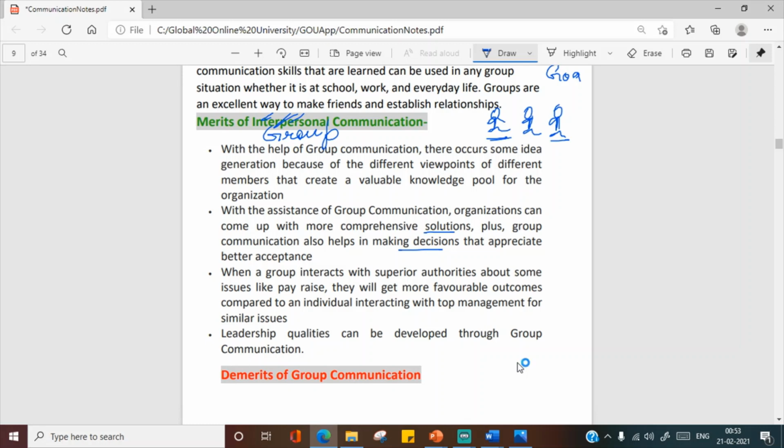Leadership qualities can be developed through group communication. So this is very important. Any leader you see, maybe the chief minister of some state, it doesn't happen that one fine day he becomes a very great leader. No, that is not true, because it happens through group communication. Group communication helps you to slowly build that confidence that you can lead a group of people.